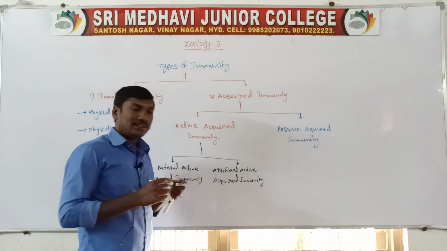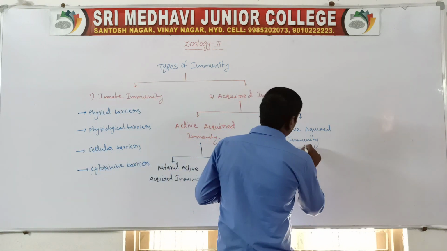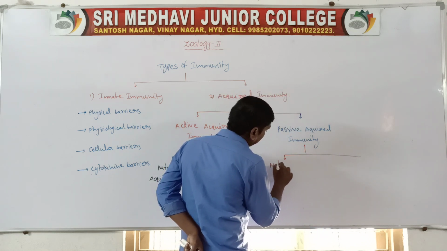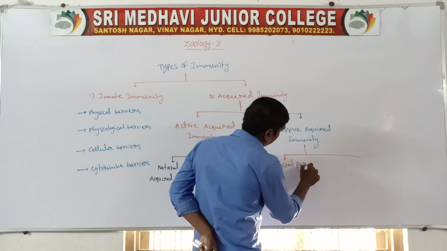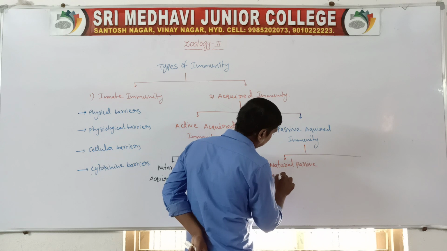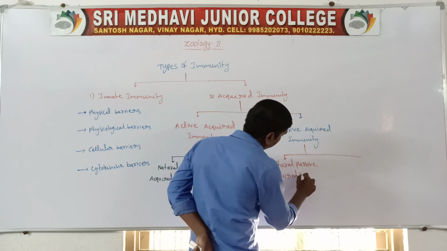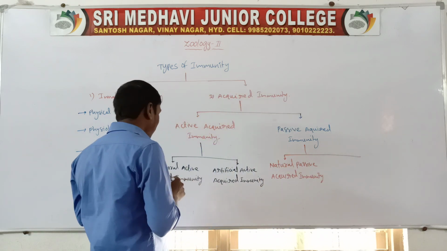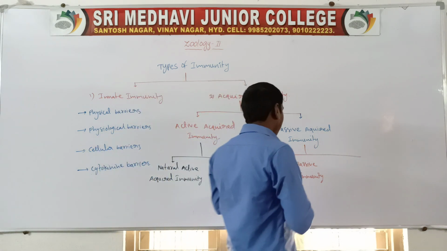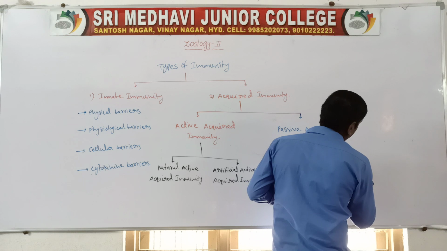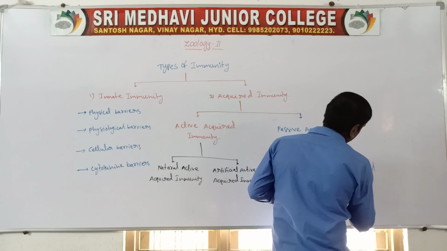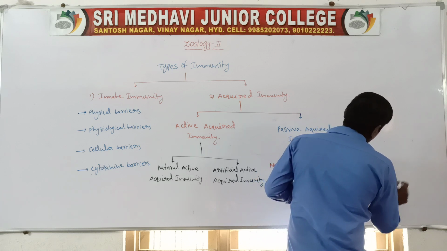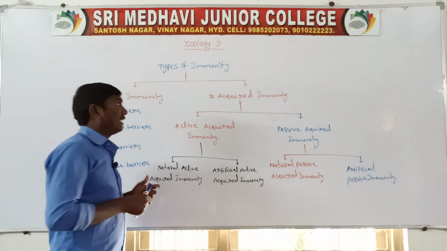Next one, passive immunity is also of two types: natural passive immunity, and next one, artificial passive immunity. So these are the types of immunity.